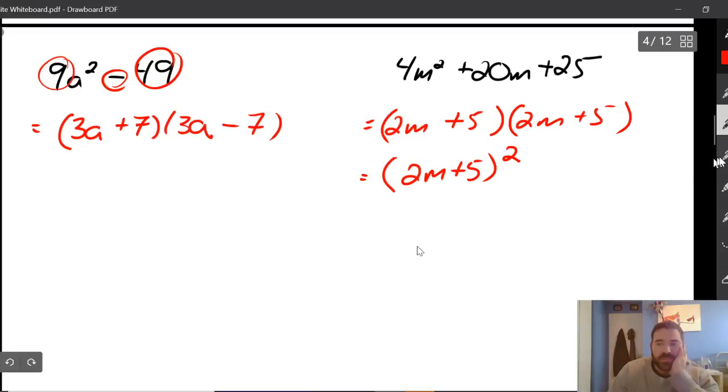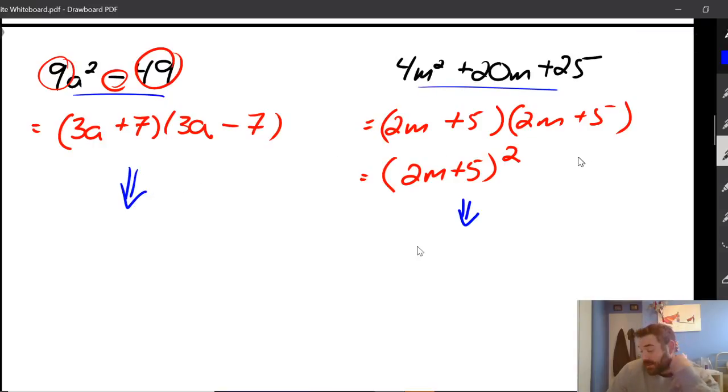And if I wanted to, I could do a check, and I could redistribute these to see if I get what I started with. I'm going to assume, for the sake of brevity, that you can do that on your own if you like, but it's a nice way to check to see if your answers are right on assessments.